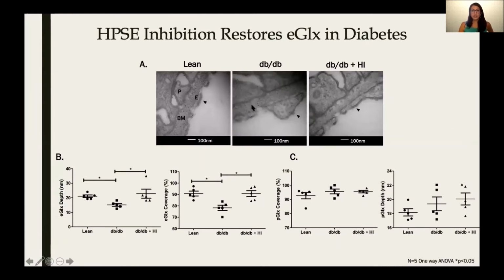Okay, so looking at the glycocalyx in these studies, again, you can see the glycocalyx here on the endothelial cells. Quantifying these images, I found that there was a significant reduction in E-glycocalyx depth and coverage, which we've previously shown. But we also saw that mice treated with the novel inhibitor had a significant increase in E-glycocalyx depth and coverage. So that's suggesting that the heparanase inhibitor is having a restorative effect on heparan sulfate in the glycocalyx. And again, podocyte glycocalyx was not significantly impacted.